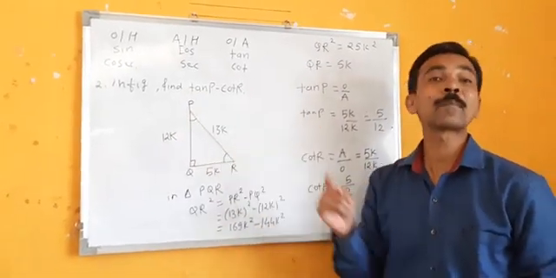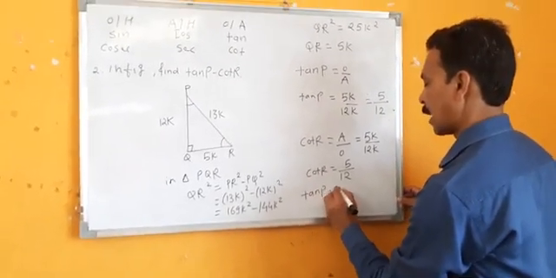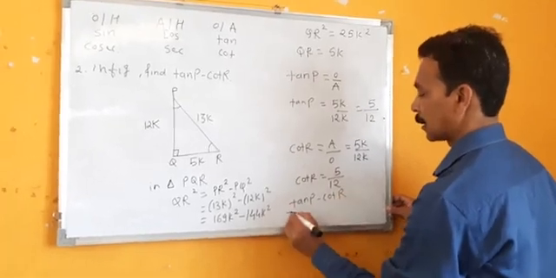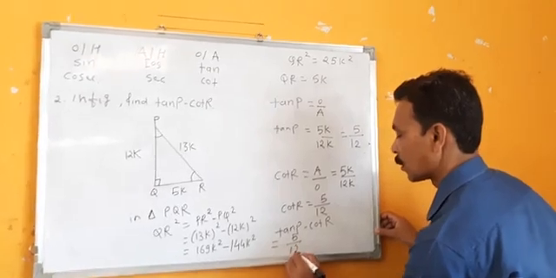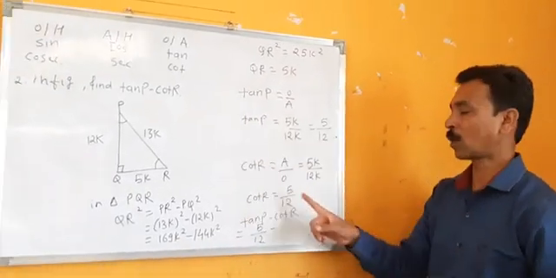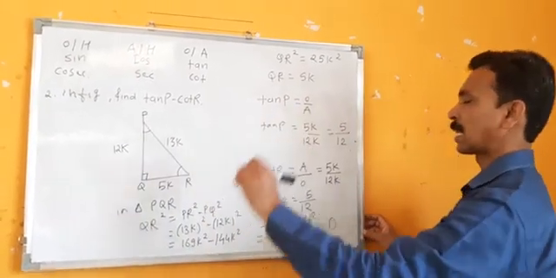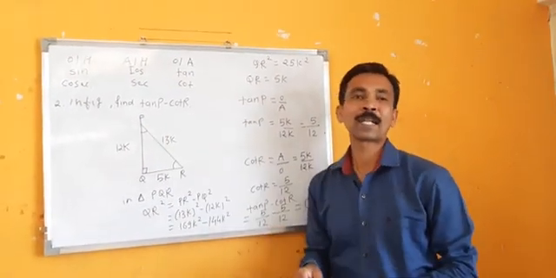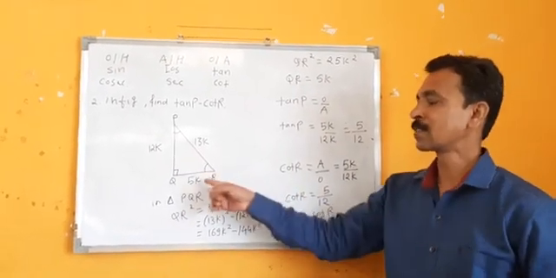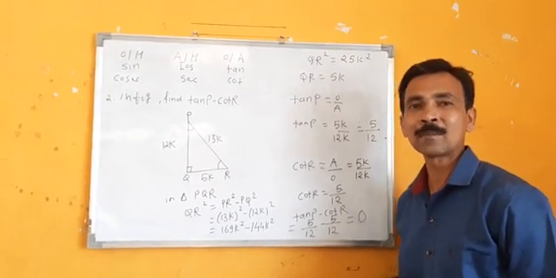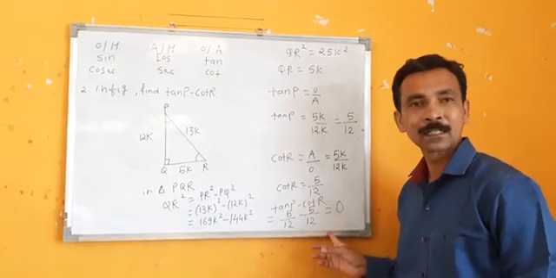We have to find tan P minus cot R. Tan P minus cot R is equal to, what is the value of tan P? 5 upon 12 minus, what is value of cot R? 5 upon 12, which is equal to 0. So what is the value of tan P minus cot R? 0. But this 0, okay, how we have got? First you have to find the third side using Pythagoras theorem, and then you have to take the trigonometric ratios, and then we get, okay, this answer.